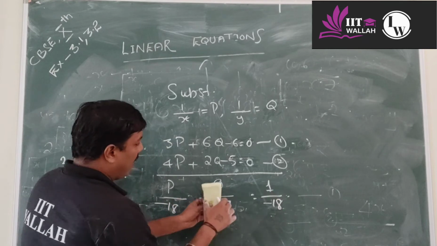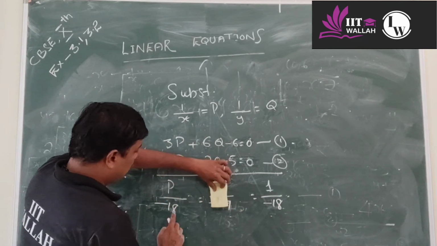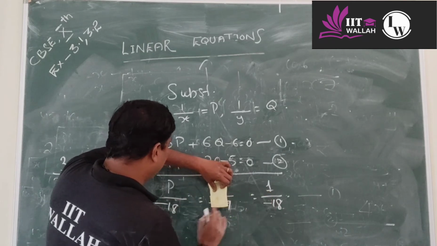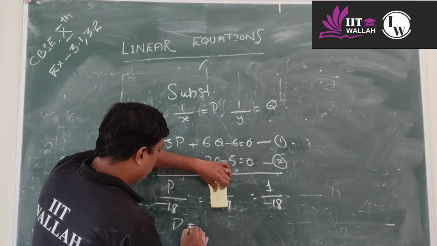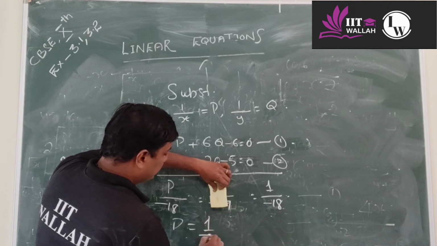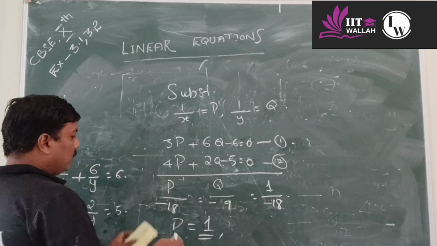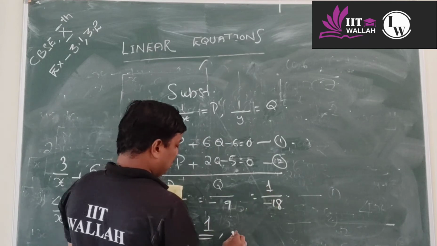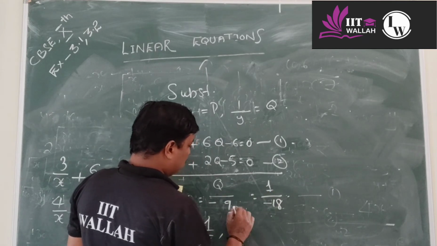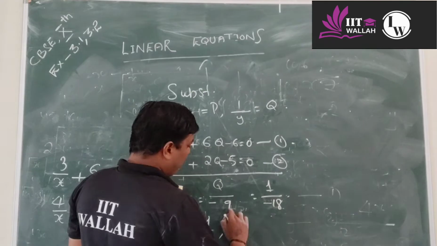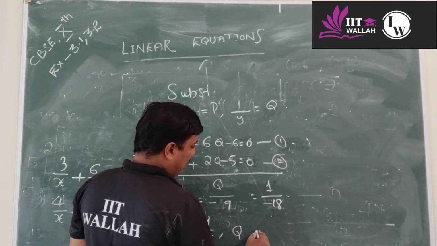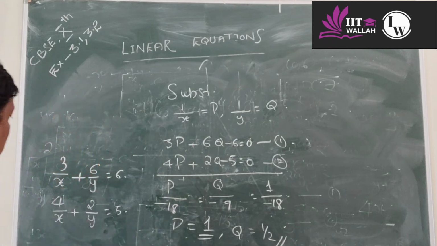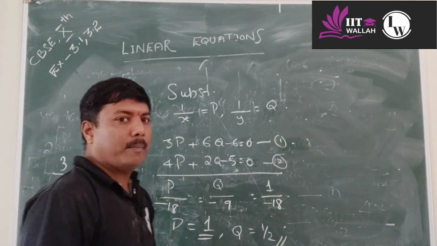Now you compare this and this, cross multiply. So minus 18 p is equal to minus 18, so p is equal to 1. Okay, now hide this, compare this and this. Q equal to, this will come upside, minus 9 by 18, that means 1 by 2. Okay, P equal to 1, Q equal to 1 by 2.